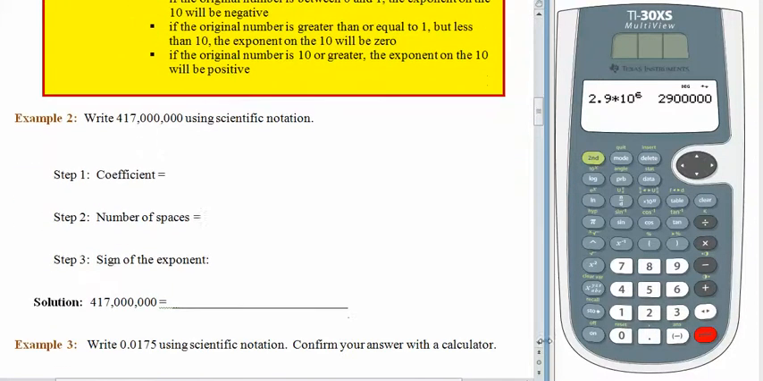Here we go. Writing 417 million using scientific notation. So the first thing we need to do is figure out what's the coefficient. Where shall we put the decimal point when we rewrite this number? If I put it between the 1 and the 7, that's not going to work. 41.7 is too big. Remember, we have to be between 1 and 10. So we're going to slide it over here between the 4 and the 1. 4.17 is between 1 and 10.